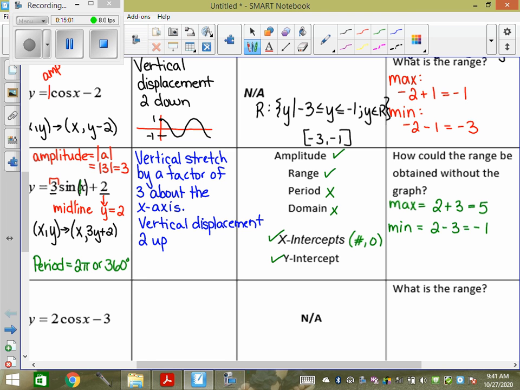Let's go d a t. D plus A, D minus A, and then my range will be y such that -1 is less than or equal to y, less than or equal to 5, or -1, 5.